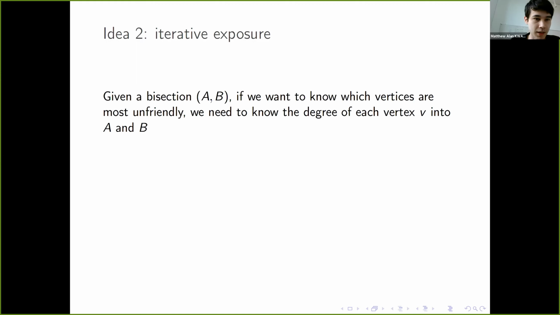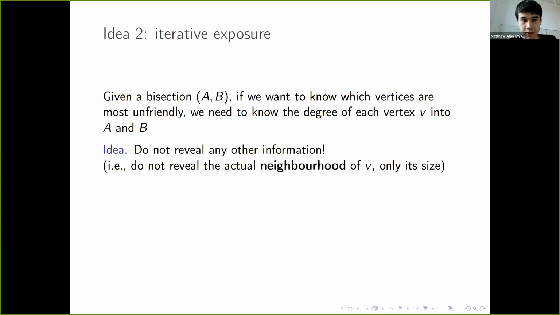To be more specific, the way the process works is that at each step I want to swap some friendly vertices, and in order to know how friendly a vertex is, I need to know its degree into A and its degree into B. So you just reveal that degree information, but you do not reveal any other information about your graph. Meaning, for each vertex I reveal the size of its neighborhood in A and the size of its neighborhood in B for whatever A and B are at that point in time. But I do not reveal what those neighbors actually are, only the number of them. So, now that you've revealed some partial information about your graph, your random graph has some conditional probability distribution.